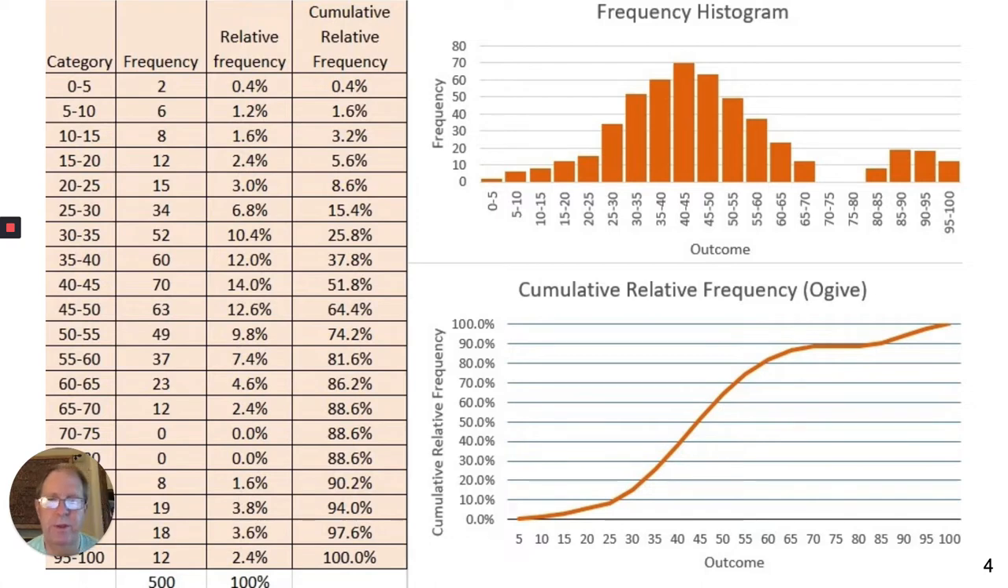You'll see also in the cumulative relative frequency graph that there's a flat spot. Why is there a flat spot from 70 to 80? Well, that's because there are no observations in the range 70 to 80.